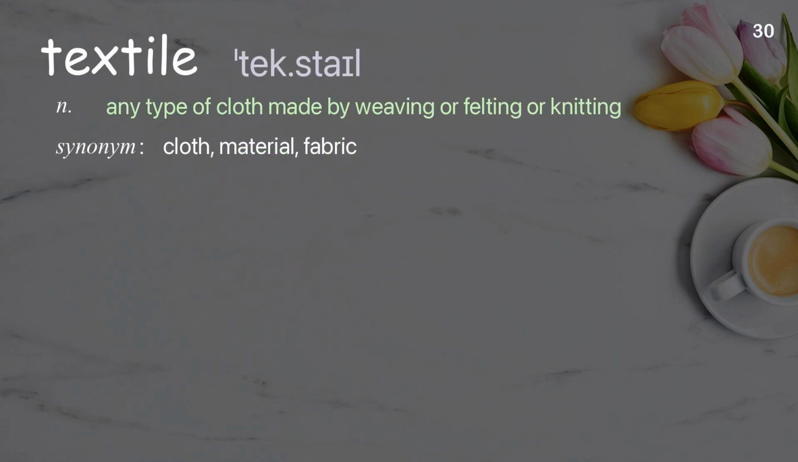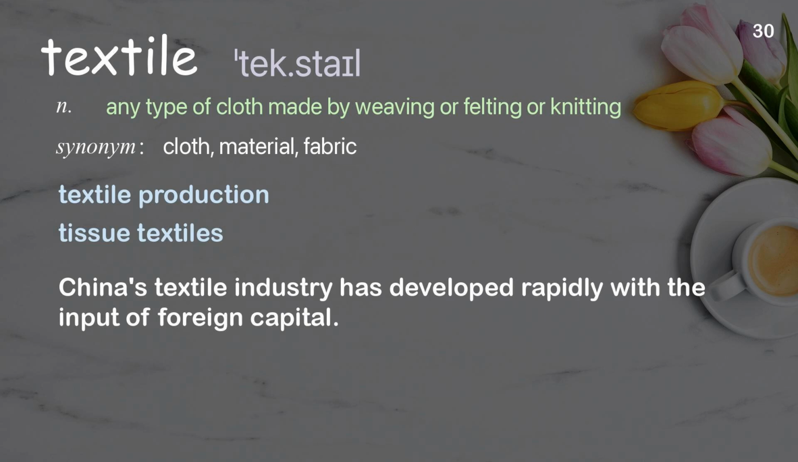Textile. Any type of cloth made by weaving or felting or knitting. Examples. Textile production. Tissue textiles. China's textile industry has developed rapidly with the input of foreign capital.